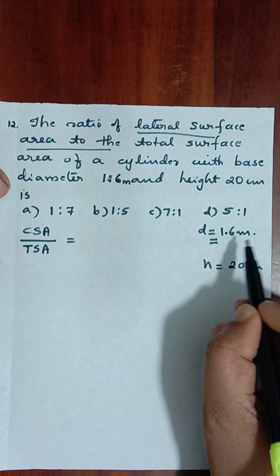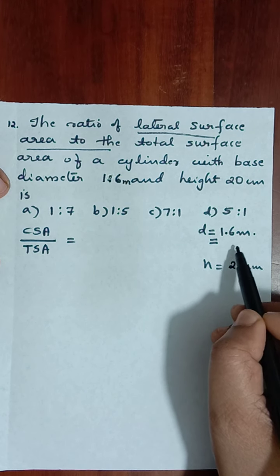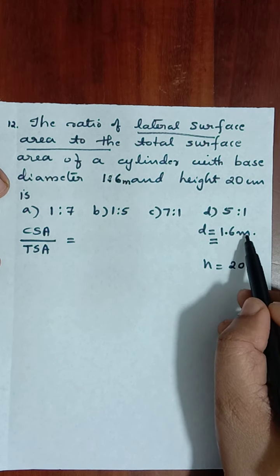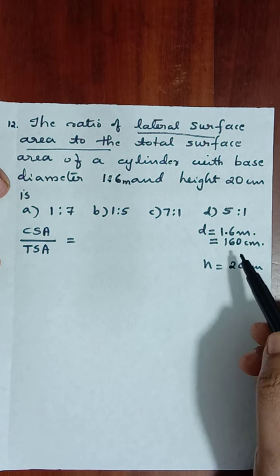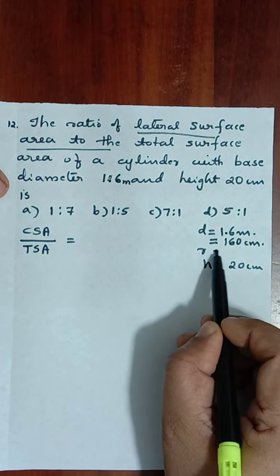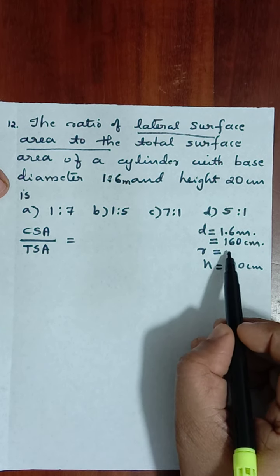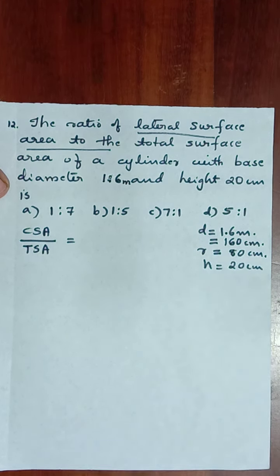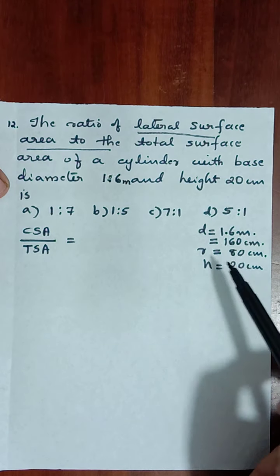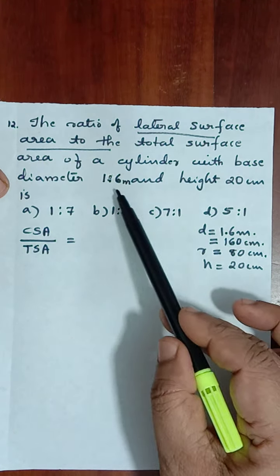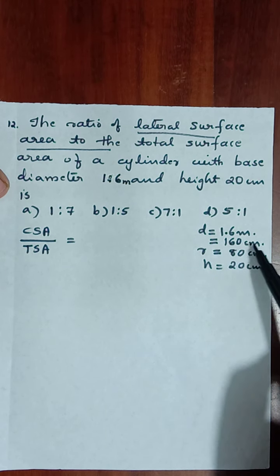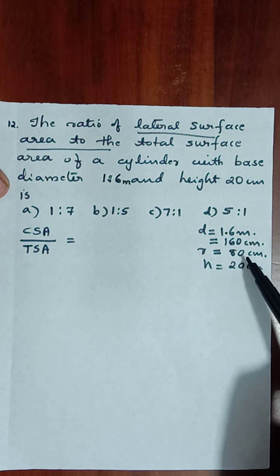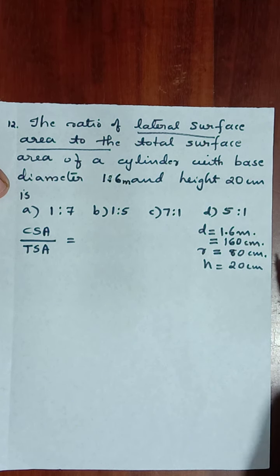Let us make both in the same unit. 1.6 meter means you have to multiply by 100. When you multiply by 100, the decimal will move one digit to the right, put the 0. This is the diameter, 160 centimeter. Therefore, half of it is the radius. What is half of it? Isn't it 80 centimeter? Be careful while copying the question and giving the values. When you substitute the values, 1.6 meter equals 160 centimeter. Radius will be half, so 80 centimeter. Height equals 20 centimeter.